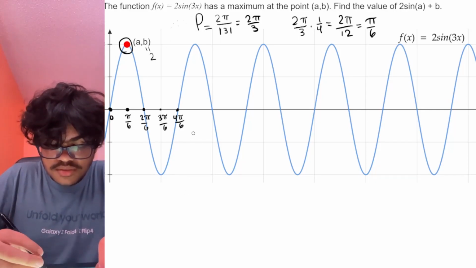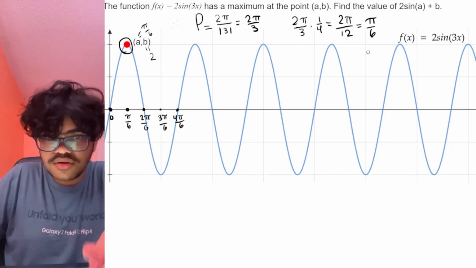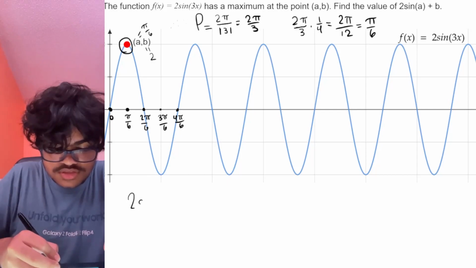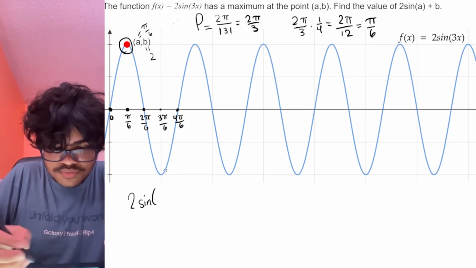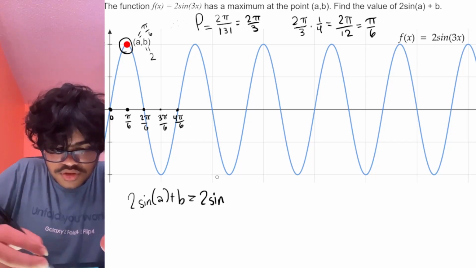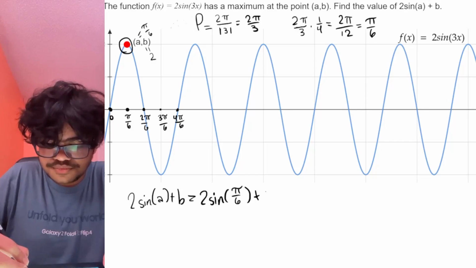So now that we have our a value, which is pi over 6, we can just go back here and plug it in. So our final answer to this would be 2 sine of a plus b, which is equal to 2 sine, well look, a is just pi over 6, and then b is just 2.